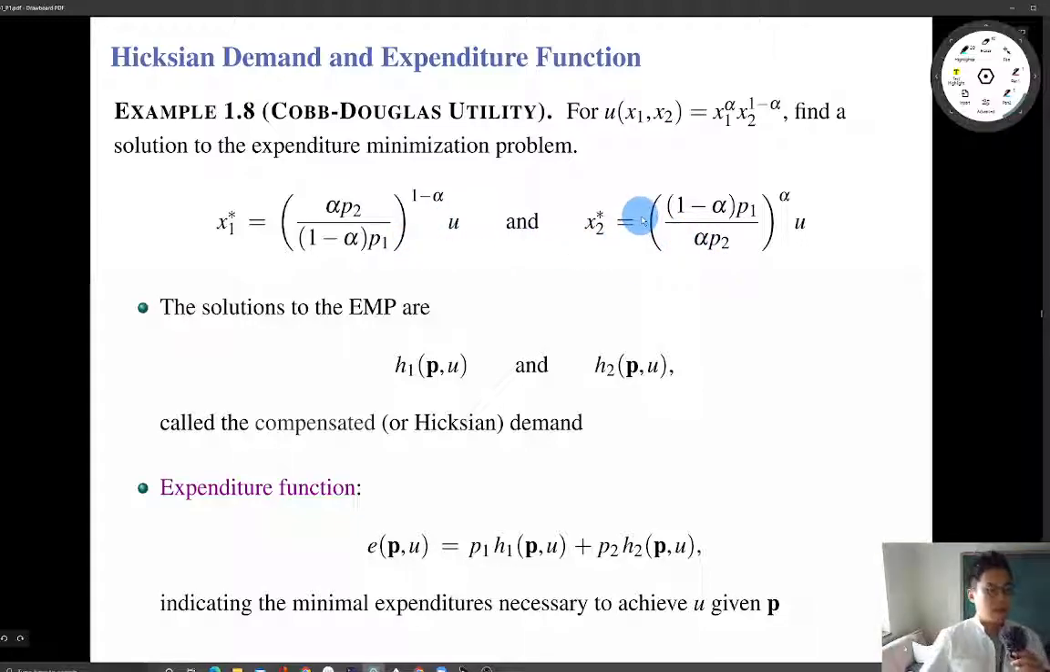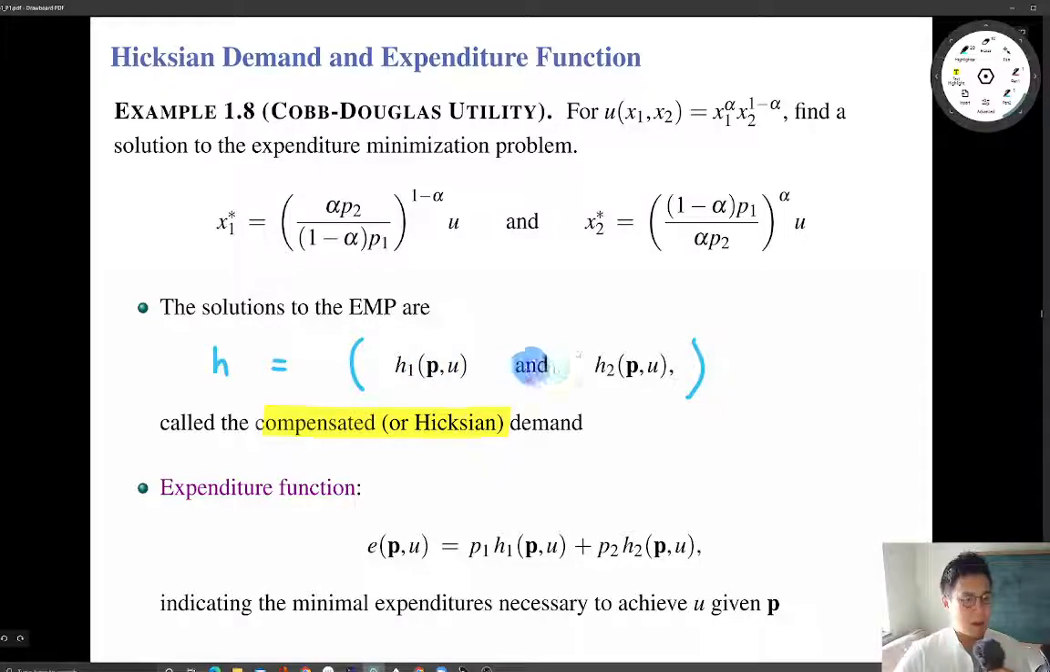So the solutions to the EMP are called compensated or Hicksian demand. In Mas-Colell, Whinston and Green, it is denoted by the letter h. So h sub 1 stands for the Hicksian demand for good 1, and h sub 2 is the demand for good 2. And if I use a bold letter h, that is a collection of these two.